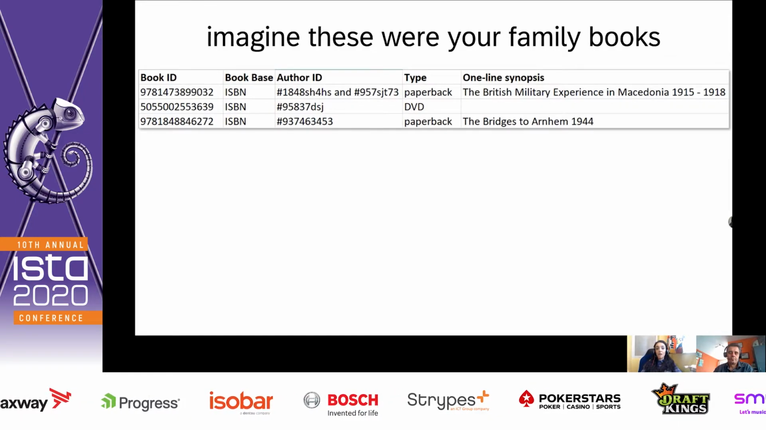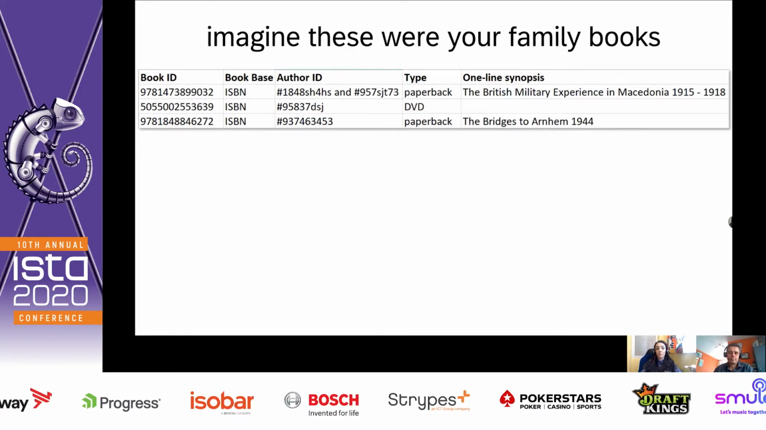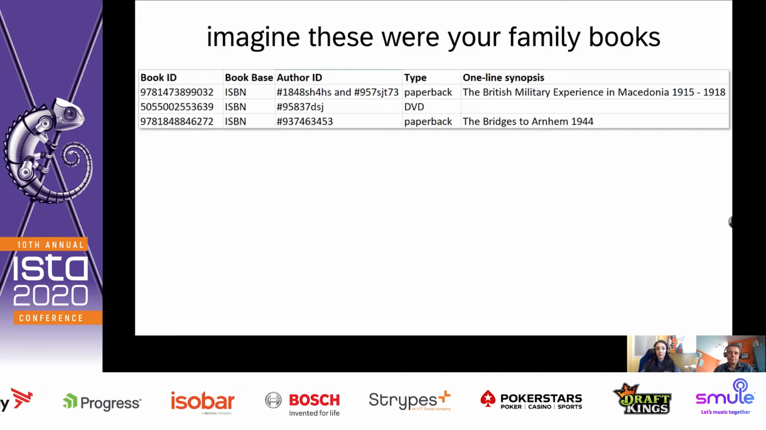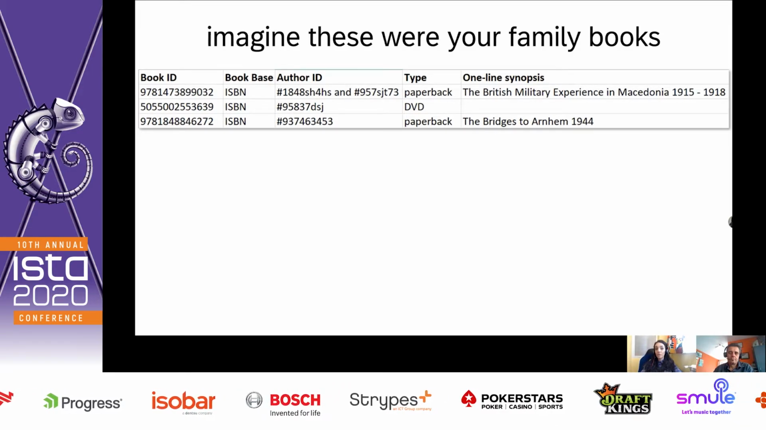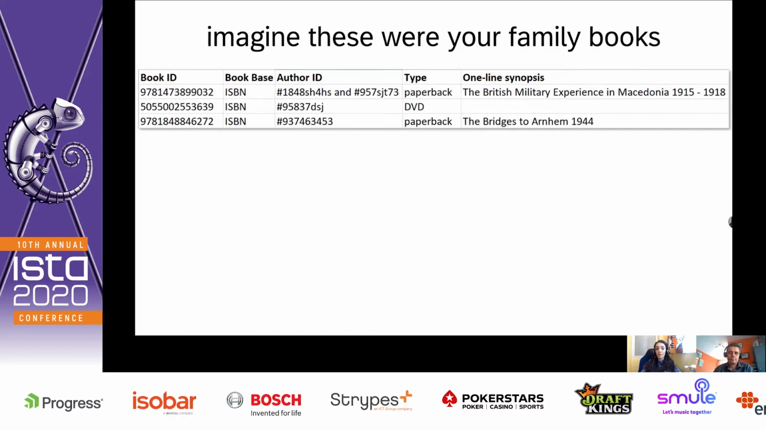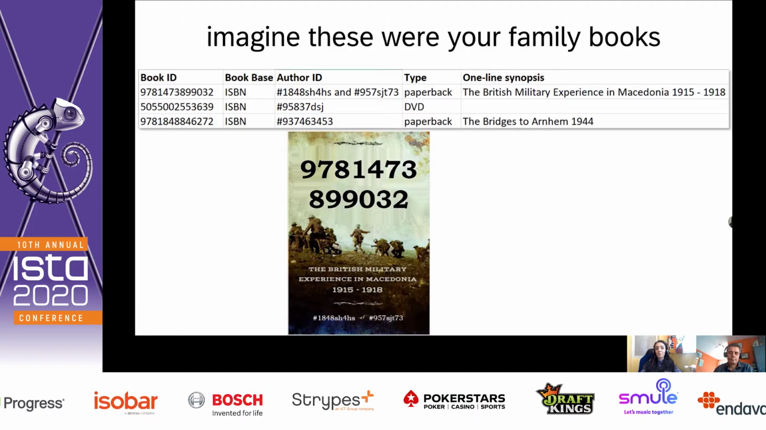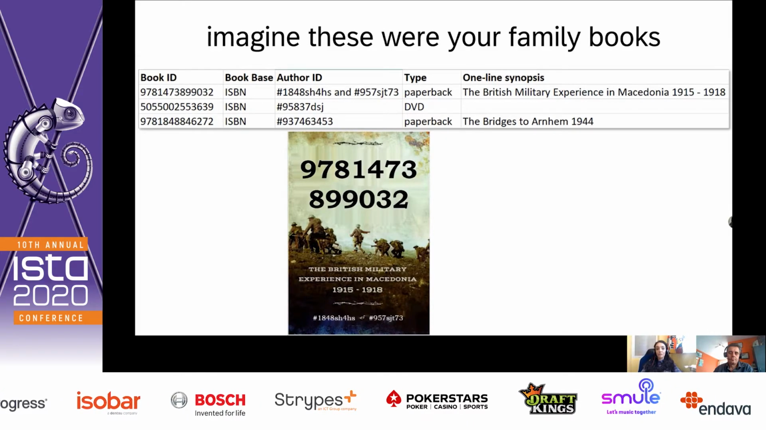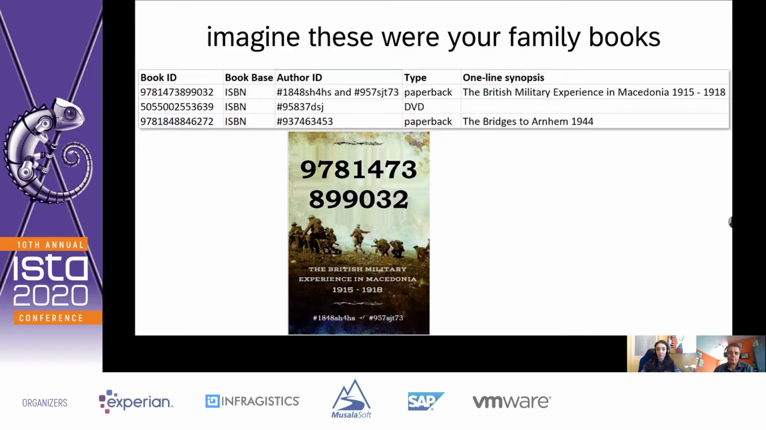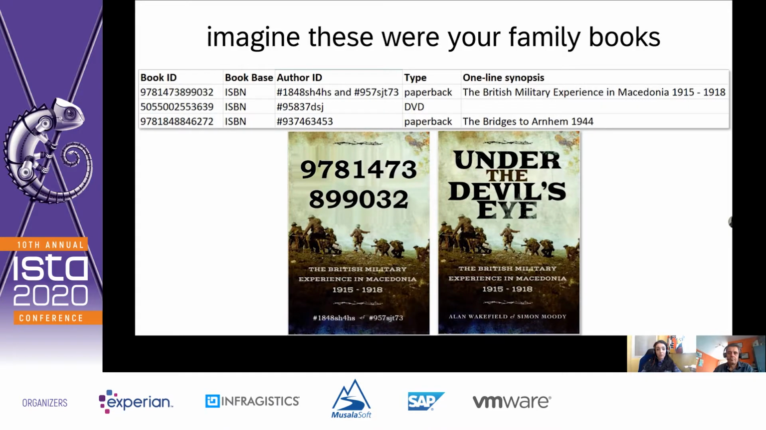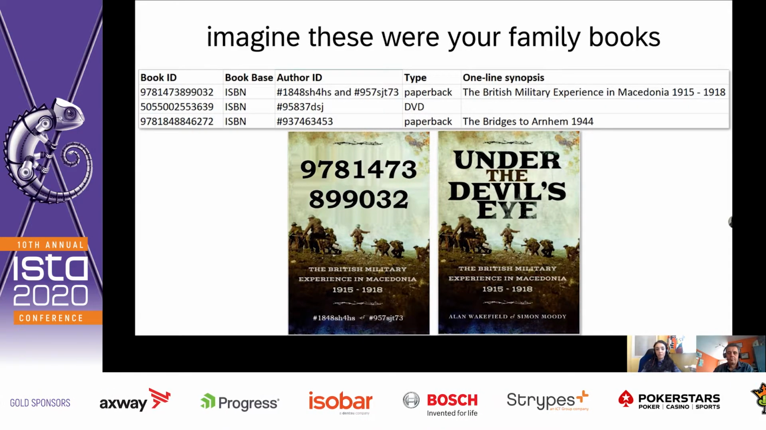Imagine this is how your family library looks like. Can you find a book that you're looking for just by looking at the book IDs or author IDs? I doubt that. This is how a book would look if we used only IDs instead of real names of the titles and the authors. Here, the picture on the cover really helps to have an idea about the content, but not that much. We need the title and the author.